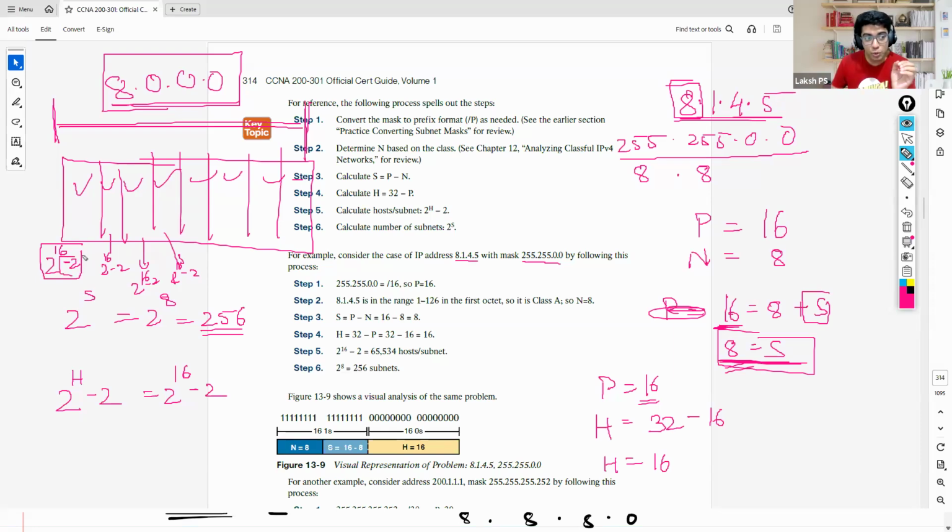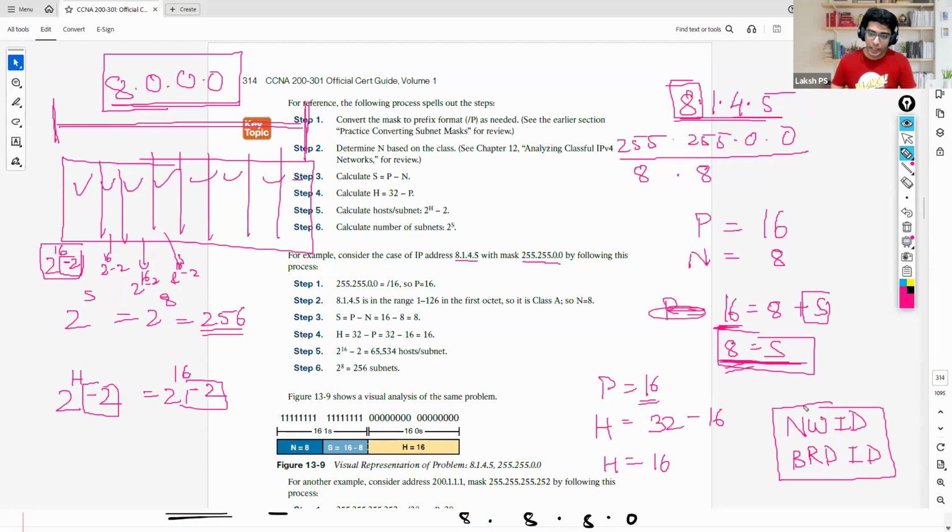And why is it a minus 2? I have mentioned minus 2 over here, and minus 2 over here. But why is it a minus 2? The minus 2 is because the network ID is one IP address that I cannot assign, and the broadcast ID is the other IP address that I cannot assign to a user. These two do not count as usable IP addresses, and hence you see a minus 2 over here.